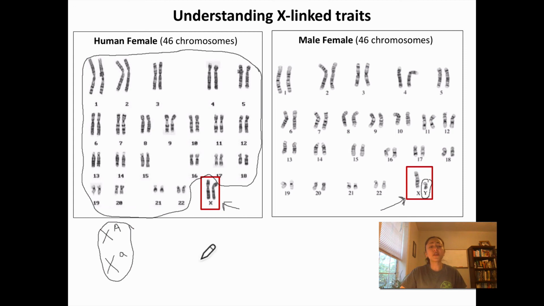In females, as females have two X's, there's a couple different possible combinations that they could have. A female could be homozygous dominant for an X-linked trait. They could be heterozygous for an X-linked trait. Or they could be homozygous recessive for an X-linked trait. Whereas a male can only have one dominant allele or one recessive allele because the other chromosome is the Y.